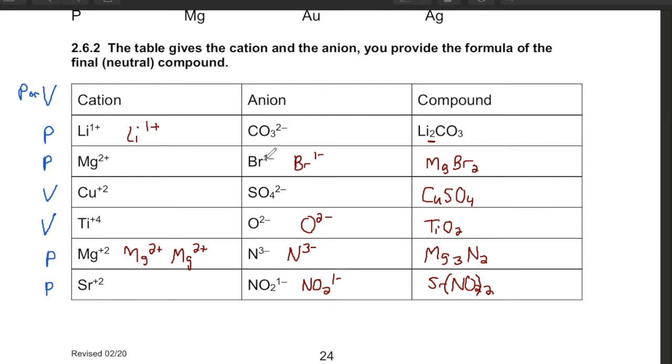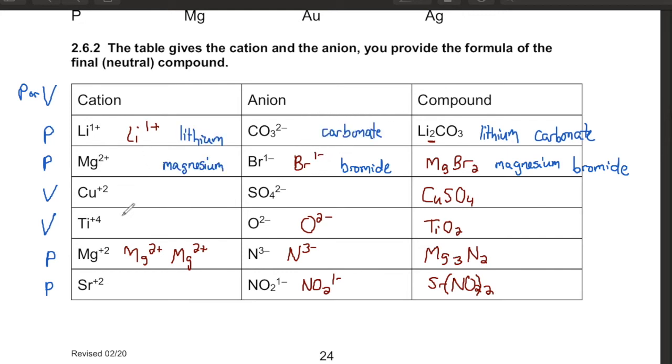For some of these polyatomics, that might be easier said than done. But this is the lithium ion, and this is the carbonate ion. So this compound is lithium carbonate. Here we have a magnesium ion. And remember, when we have a single element that takes on a negative charge, we change that ending to IDE. So bromine becomes bromide. So this is called a bromide ion, and this is magnesium bromide.